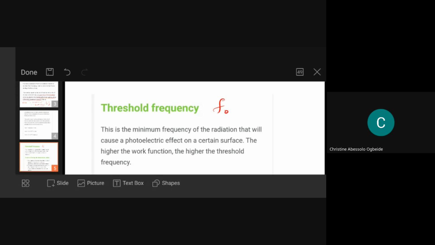Again, it is a minimum frequency. Take note, we said minimum. Minimum means that below this frequency, no emission occurs. There is no photoelectric effect. Below it, there is no emission or ejection of electron. So it is a minimum frequency that is required for photoelectric effect to take place, to occur. That is it.